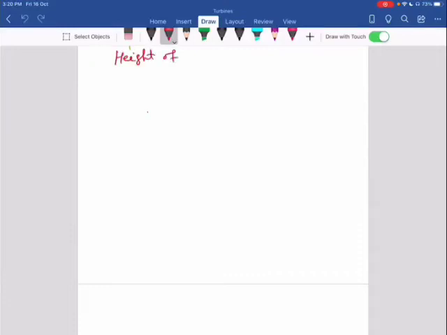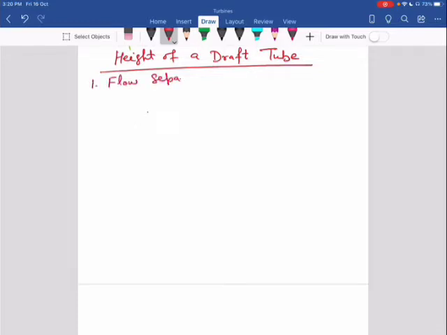Height of a draft tube. Now, the maximum height of the draft tube in the turbine is affected by two considerations. The one is called flow separation. Now, you can see we have this shape of draft tube.